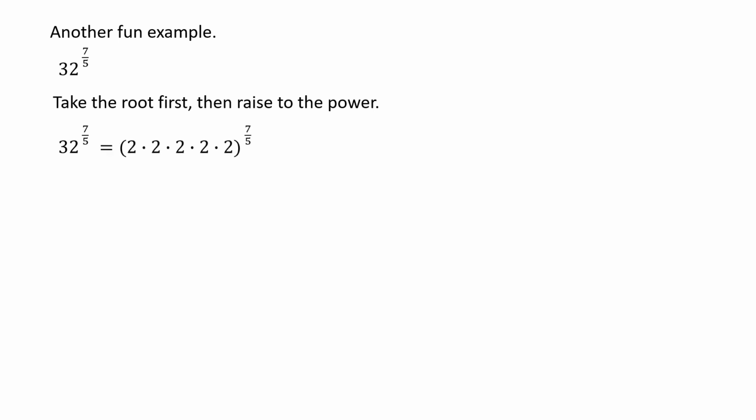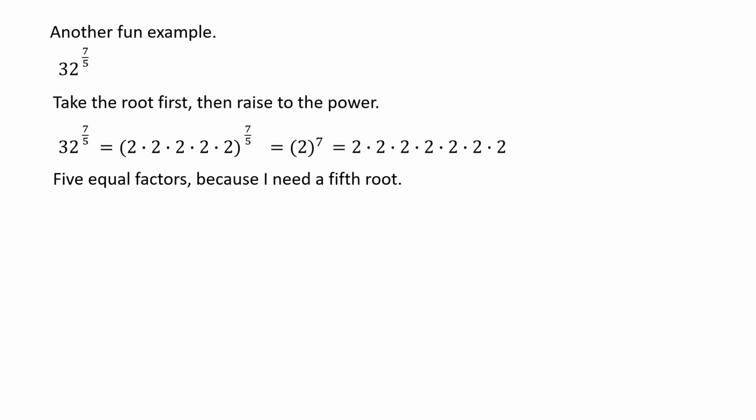Okay, how about 32 to the 7/5 power? Again, take the root first, the 5th root of 32. So I need 5 identical numbers that multiply to be 32. And so that, of course, is going to be the number 2, right? If I have 5 2s and I multiply them together, they have a value of 32. So the 5th root would just be plain old 2. So now I've got 2 to the 7th power. I can multiply that out, right? The factor 2, I need 7 of them. That multiplies out to be 128.